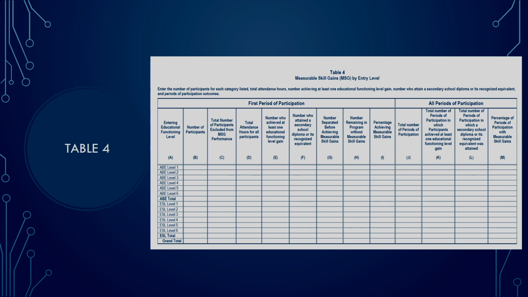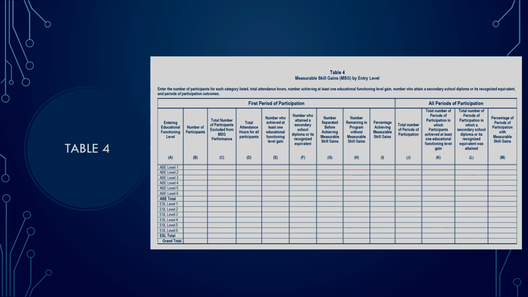Column G is the number who have separated before achieving a measurable skill gain. So if you have a number of students who come, take a pre-test, or they leave before they're eligible to post test, they will show up in column G. And column H is all of your students who remain in the program without having achieved currently an MSG. Throughout the year, this will be all of your active students who haven't achieved an EFL or their diploma. Once you get towards the end of the year after June 30th, this would be the number of students who were still active in your program on June 30th, but didn't receive an MSG throughout the year.